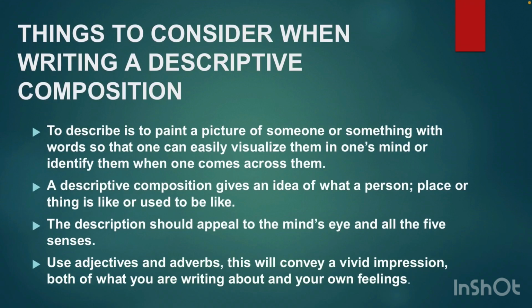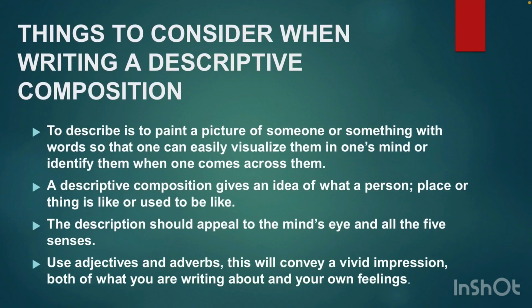Secondly, a descriptive composition gives an idea of what a person, place, or thing is like or used to be like. You're trying to give an idea to someone so that they can know that thing, even if they have not seen it. They will be able to paint a picture in their mind and say, oh, I think it looks like this. That is a descriptive composition.